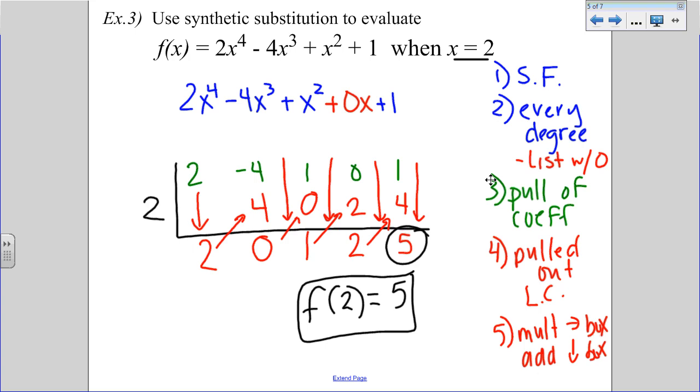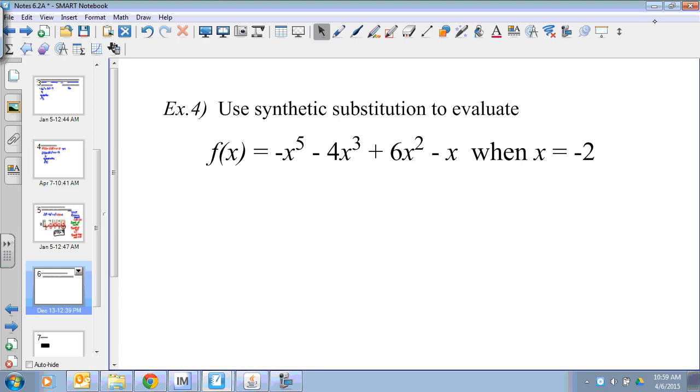You guys can always check your work before you turn a quiz or a test in to make sure that you're getting that 5 there. Okay? So let's take a look at one last example.